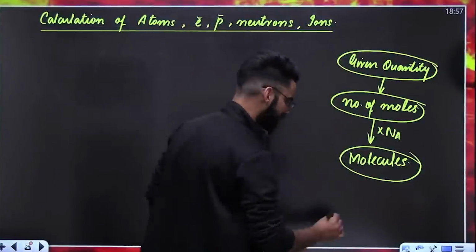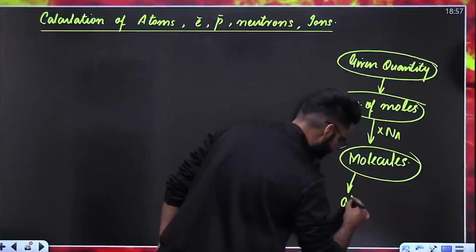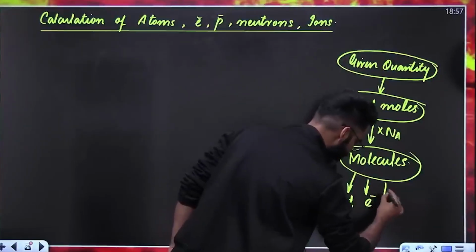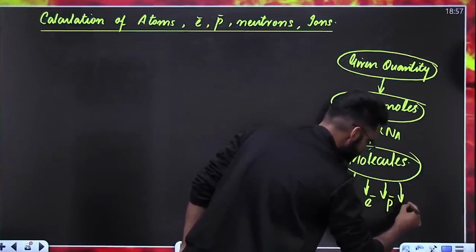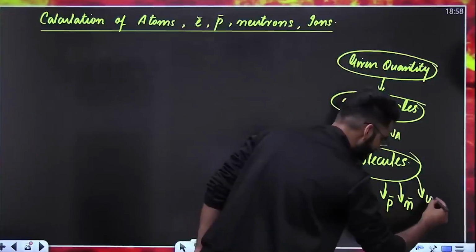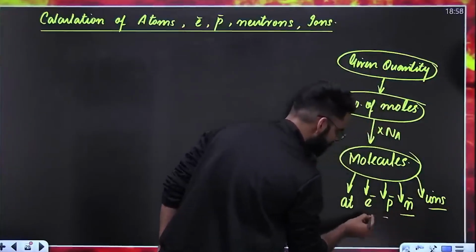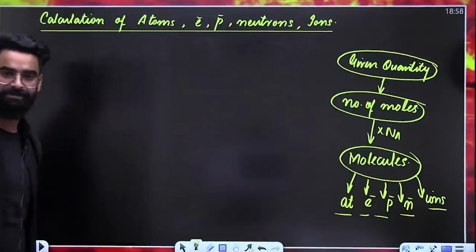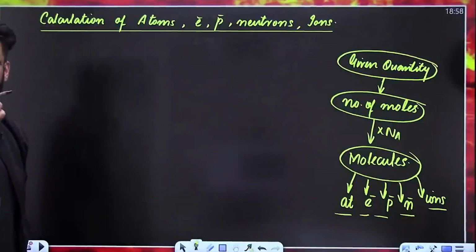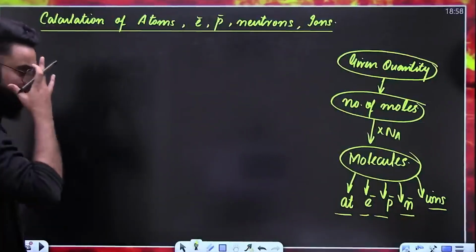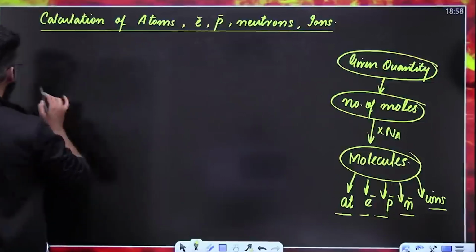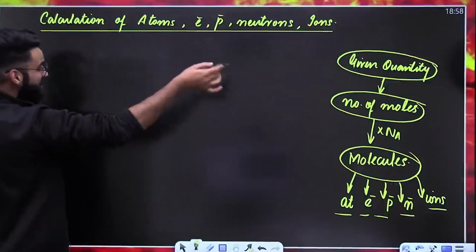Once you get the molecules, you can easily calculate atoms, electrons, protons, neutrons, ions. Anything can be asked out of these. For example, guys, let's see how to use this diagram basically.